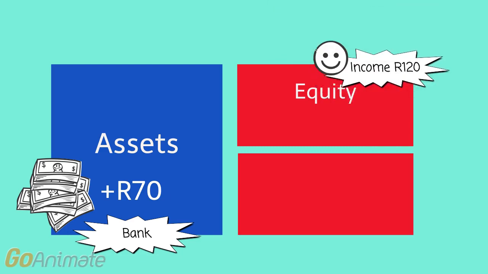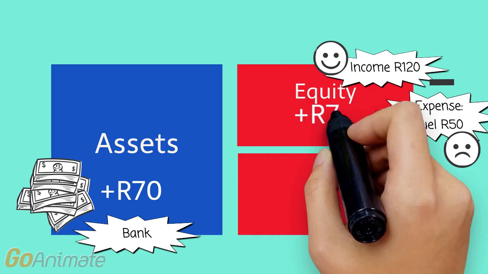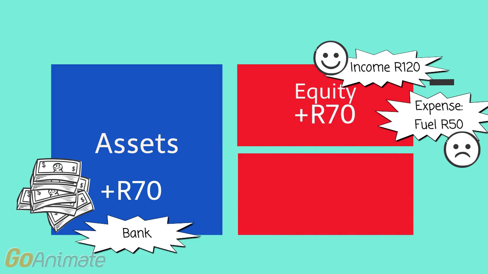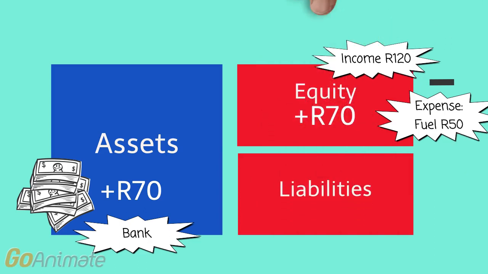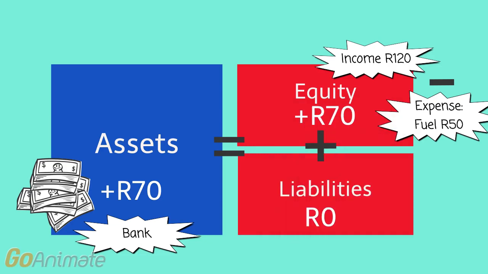Equity is affected. The income she earned of 120 Rand increases her equity, and the fuel expense of 50 Rand decreases equity. So the net effect on equity is that income minus expenses gives her an increase in equity of 70 Rand. And the effect on liabilities is 0. So we see the increase in her bank balance of 70 Rand is equal to the increase in equity of 70 Rand. So the blue and red boxes are equal.